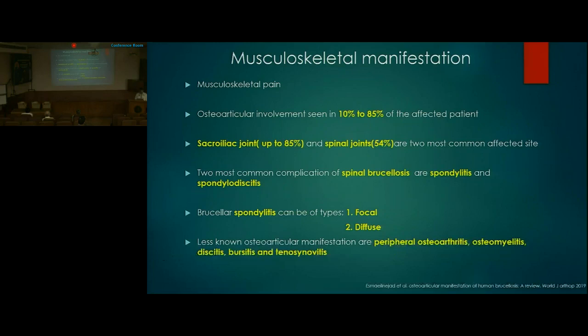Spinal brucellosis can be divided into 2 types: spondylitis and spondylodiscitis. Spondylitis can be of two types, focal or diffuse. Another close differential of spinal brucellosis is Pott's spine. In patients with TB, deformity, paravertebral abscess, and psoas abscess are more common, with canal compression, which is not frequently seen in brucellosis. Discitis is an early involvement in tuberculosis, while it is a late involvement in brucellosis. The less known osteoarticular manifestations are peripheral osteoarthritis, osteomyelitis, discitis, bursitis, and tenosynovitis.